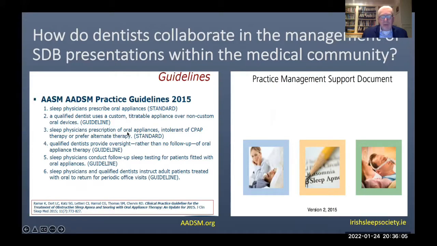But they would be quite commonly prescribed by physicians for things like heroic or primary snoring. So qualified dentists then should provide oversight because these devices, as we know, any device that we place in the mouth can have side effects, and those side effects need to be monitored.